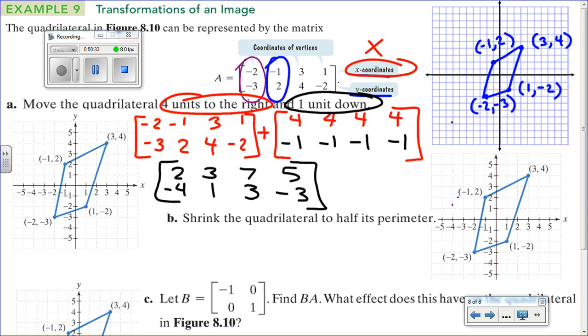So vertically, okay guys? So it's like 2 comma -4. And then 3, 1, 7, 3, and then 5, -3.